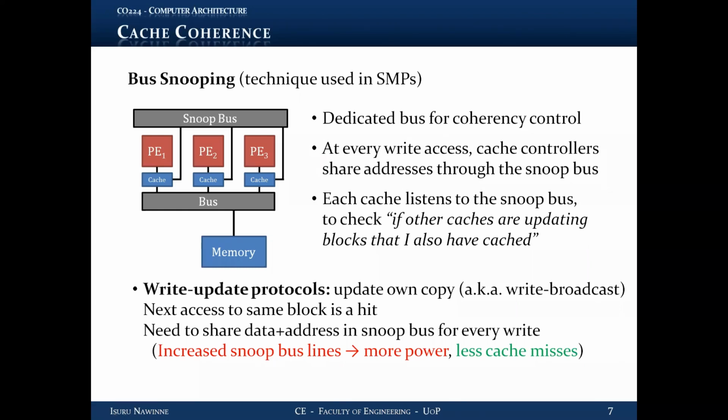in such systems, what happens is at every write access, the cache controllers share the addresses to the Snoop bus as well as the data, right? Cache controllers need to share address plus data, both, in the Snoop bus. So other cache controllers which might have the same block cached can update their own copy. If you want to update your own copy, you need the data, right? Up-to-date data. So the new value is immediately broadcasted through the Snoop bus, right?